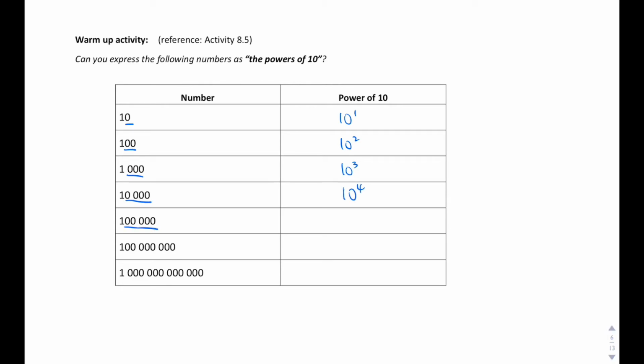And similarly, you just count the number of zeros for each of these numbers. You can easily rewrite them in powers of 10. This is 10 to the power of 5, and it contains 8 zeros, 10 to the power of 8. And for the last one, we have 12 zeros, so this is 10 to the power of 12.